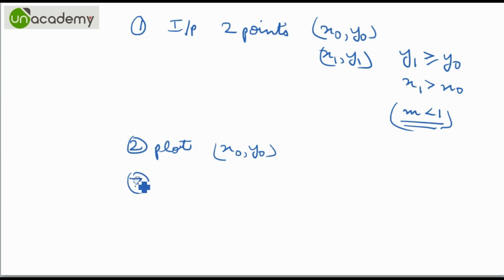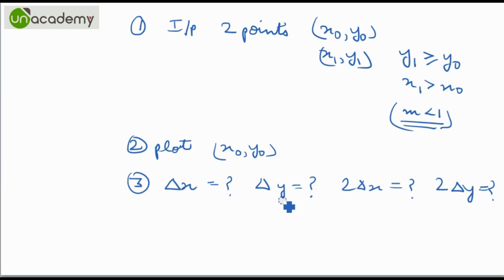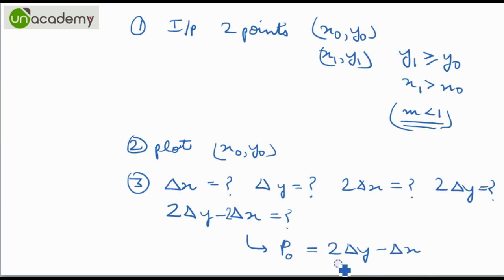After that, we calculate some terms like change in x, change in y, 2 times change in x, 2 times change in y, and all the terms that we require in the formulas that we discussed before, and then we calculate first decision parameter, that is 2 times delta y minus delta x.